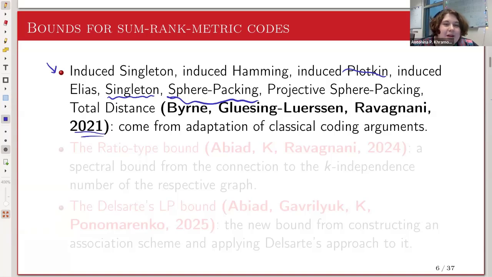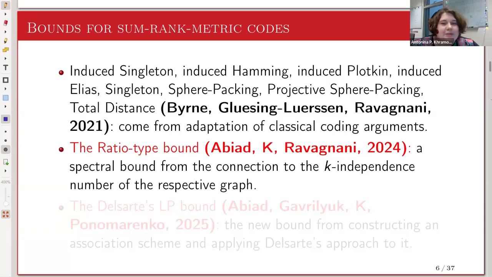So all these classical results that are known for, let's say, Hamming metric or some other metrics transfer to the sum rank metric. I'm going to talk about 2 new upper bounds on the size of the sum rank metric code. The first bound we call the ratio type bound. It comes from a connection to the k-independence number of a sum rank metric graph, and then we introduce a spectral bound from there.